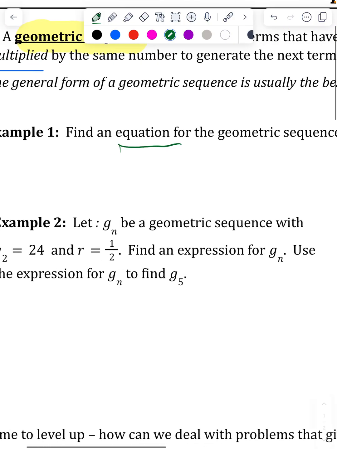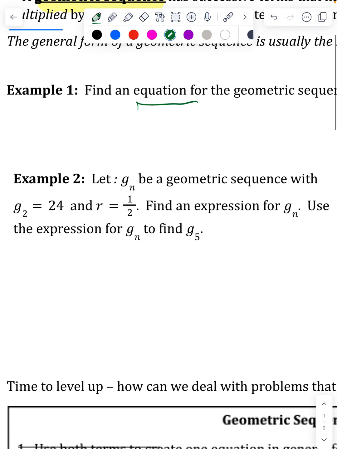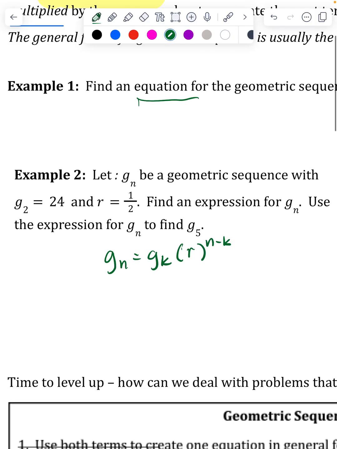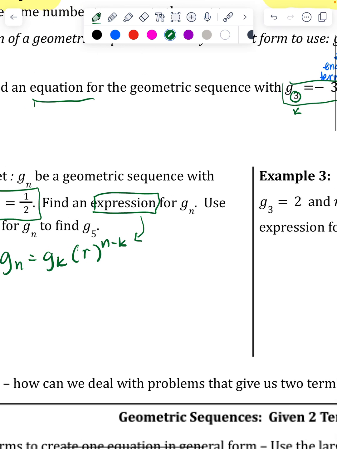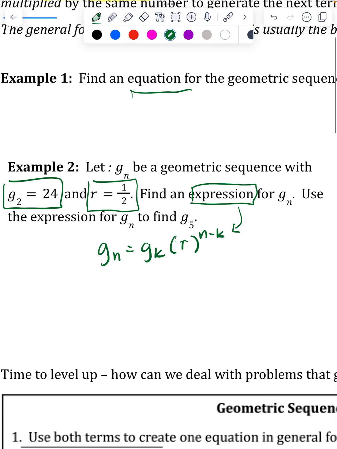So let's dig in a little bit deeper. Always using that formula, I'm going to end here. I'm going to start here. I'm going to use this ratio however many times it takes to get from k to n, the difference between them. So as you read this, it says you know G sub 2. You know your common ratio, so you're going to find the expression, that's going to be this, and then use the expression to find G sub 5. That is going to be a secondary step.